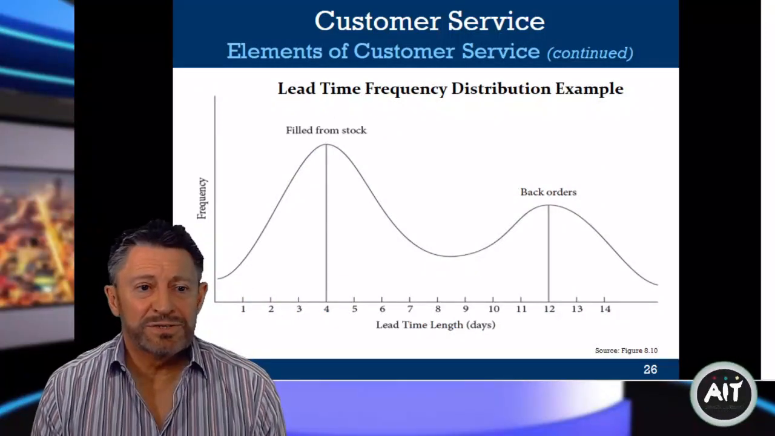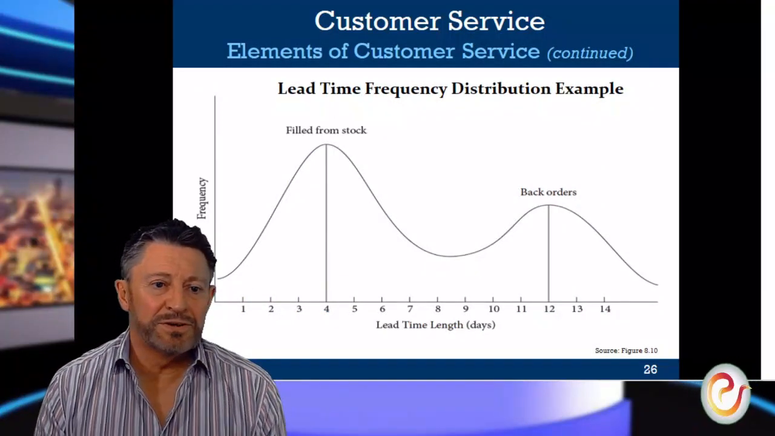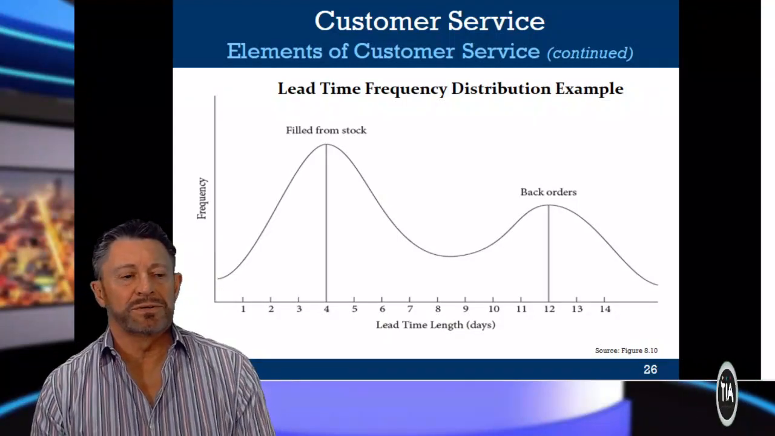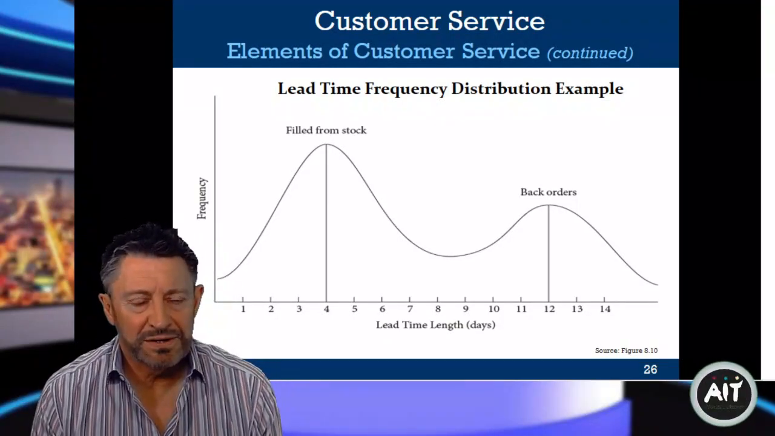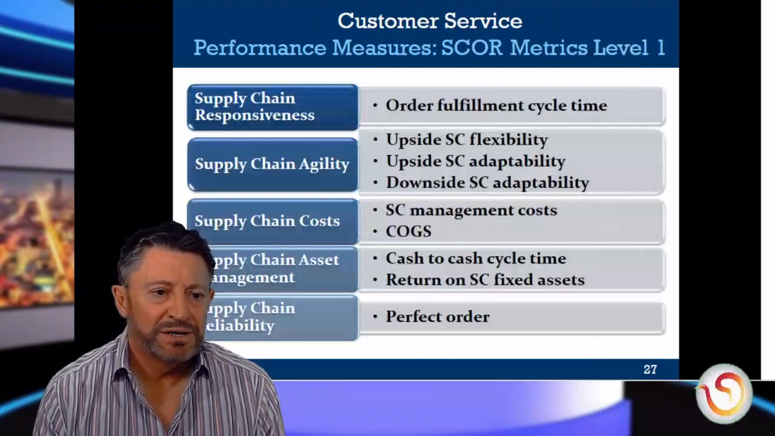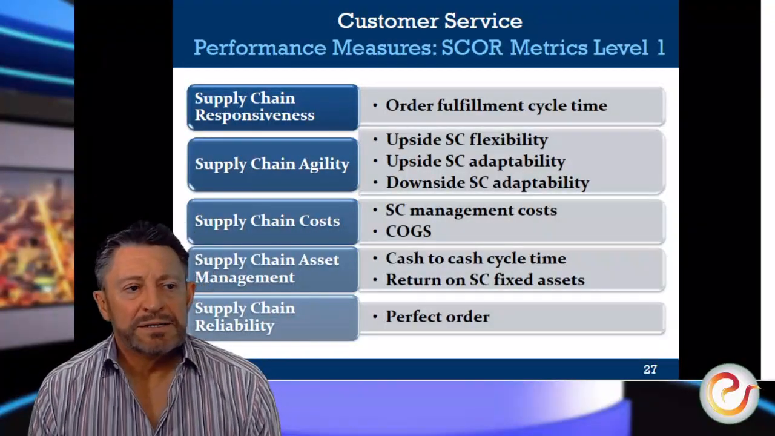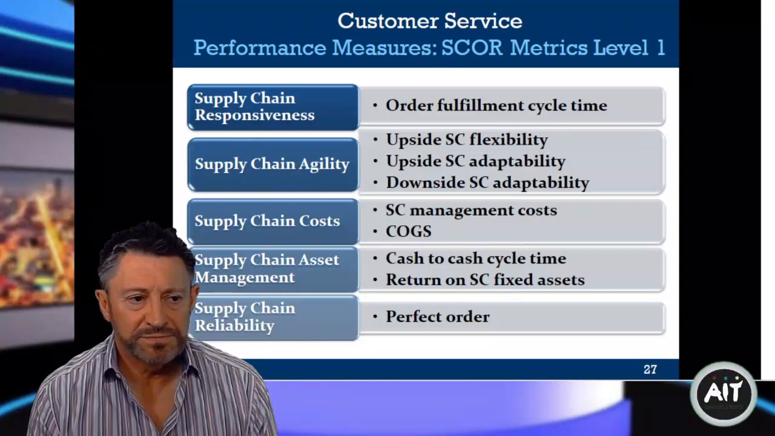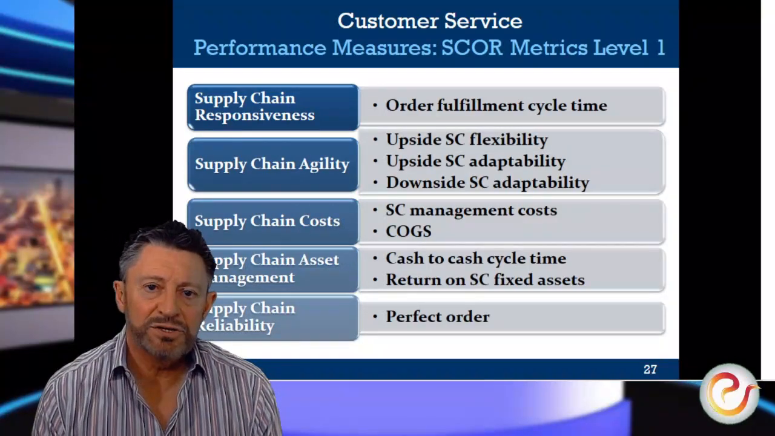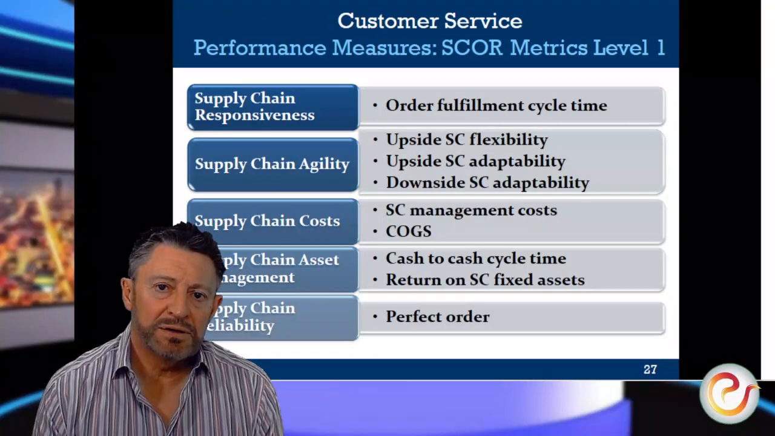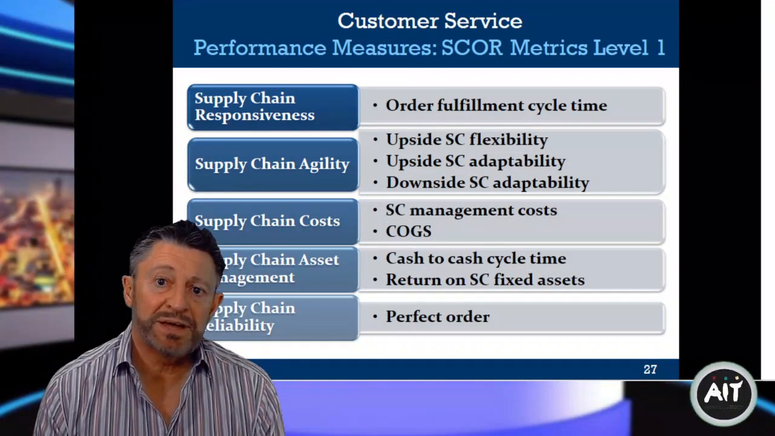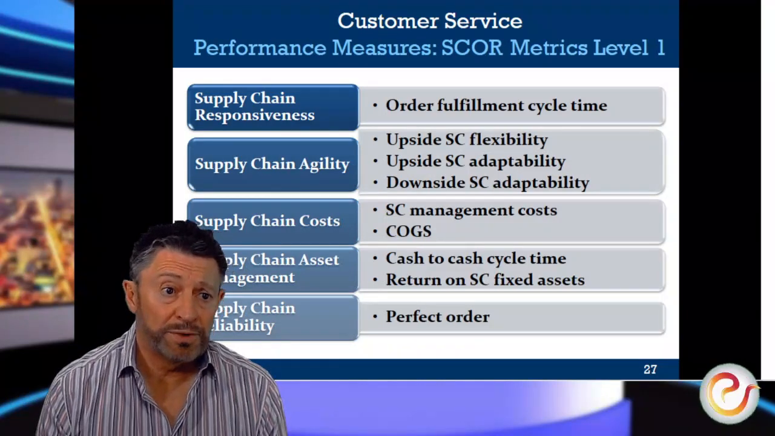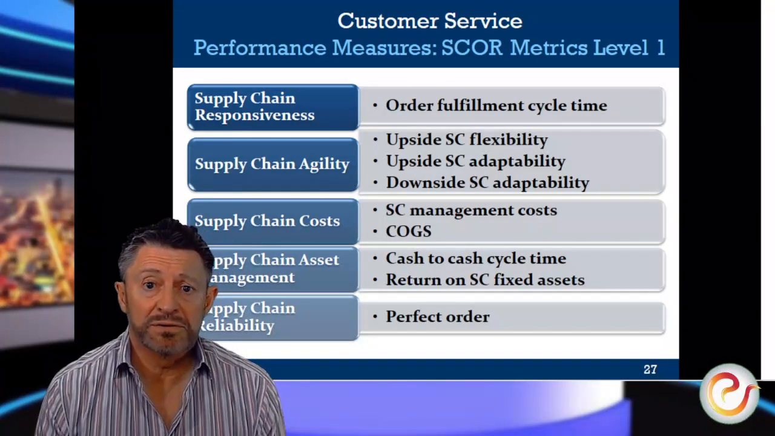So again, lead time, frequency, distribution. So the fill from stock and then fill from back orders. That just gives an idea there of customer service. Where do I want to go with this? Oh yes, the supply chain responsiveness, agility, supply chain costs, and so on. So again, using the metrics, backfilling the metrics that you would have defined on your SCOR model essentially, and then we can start measuring.